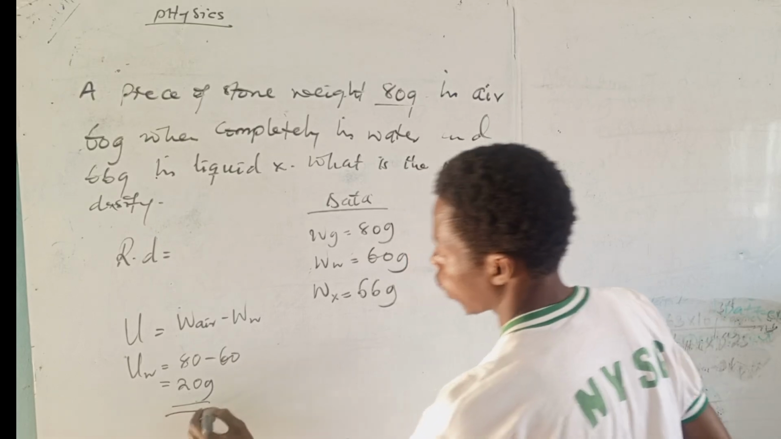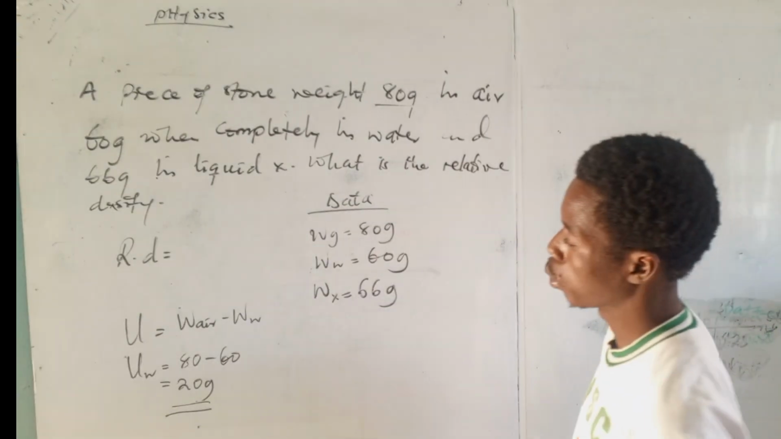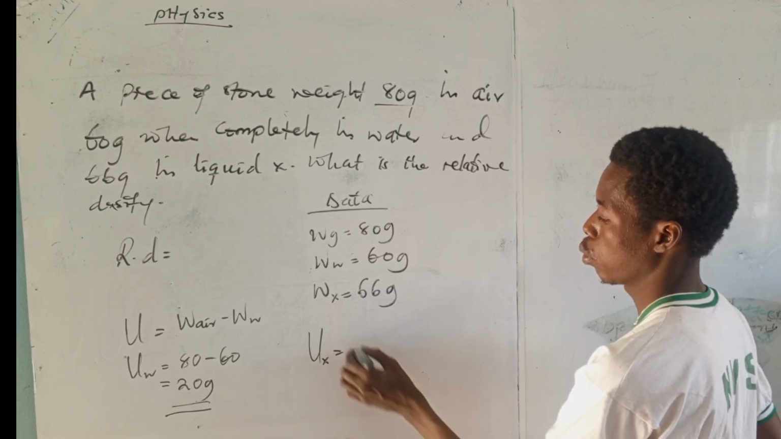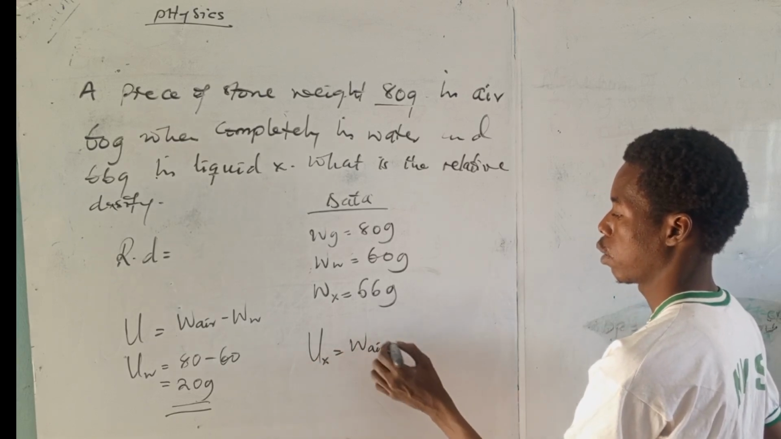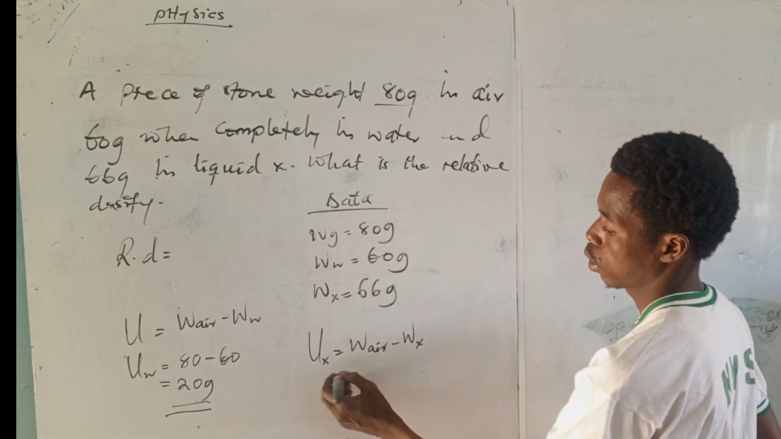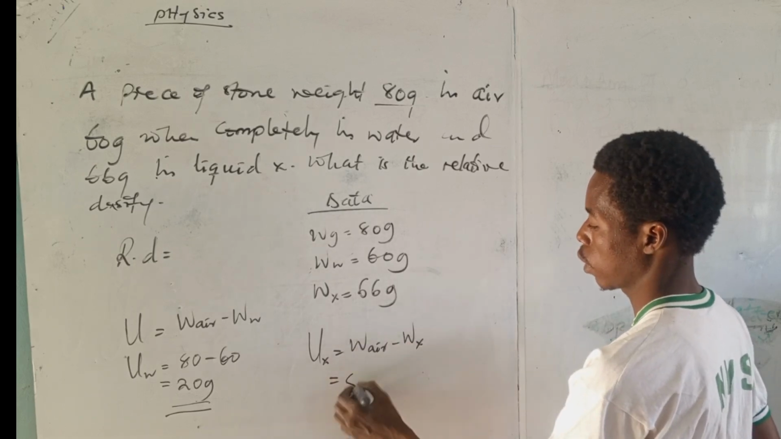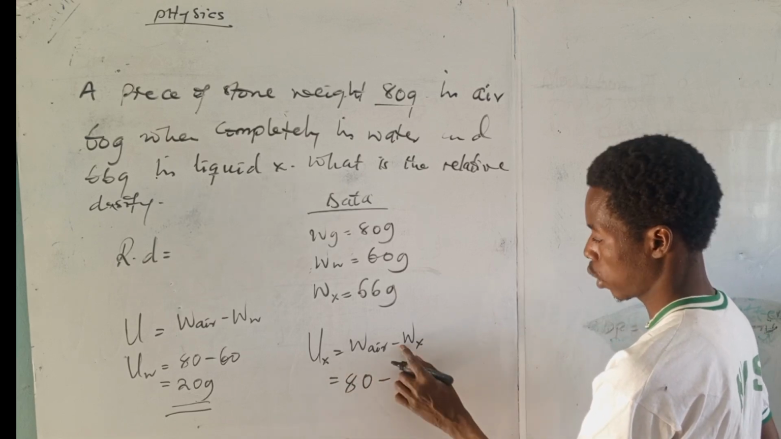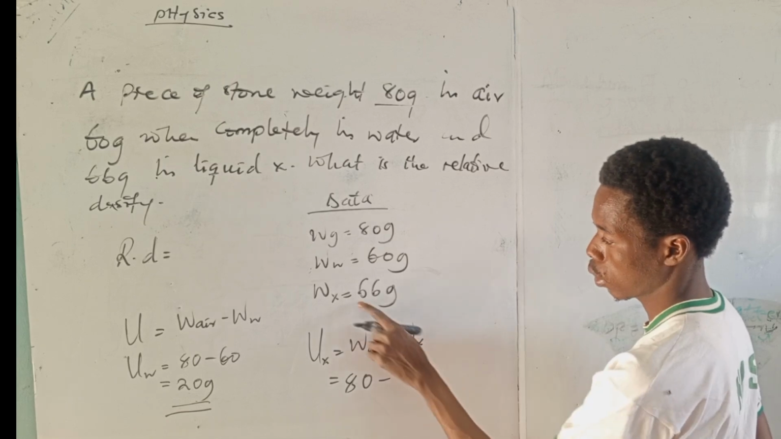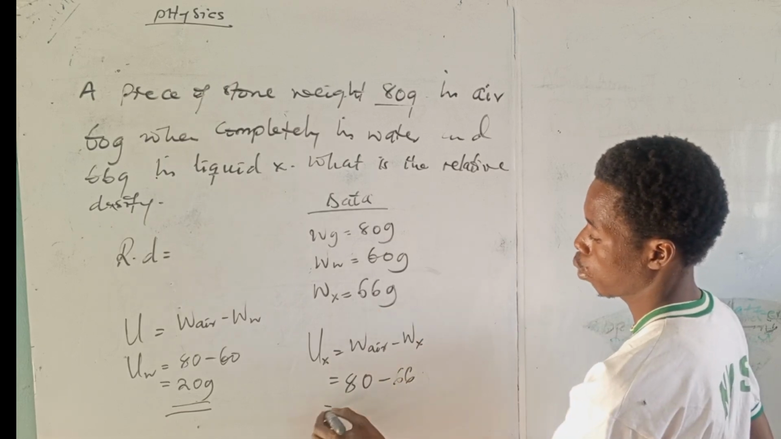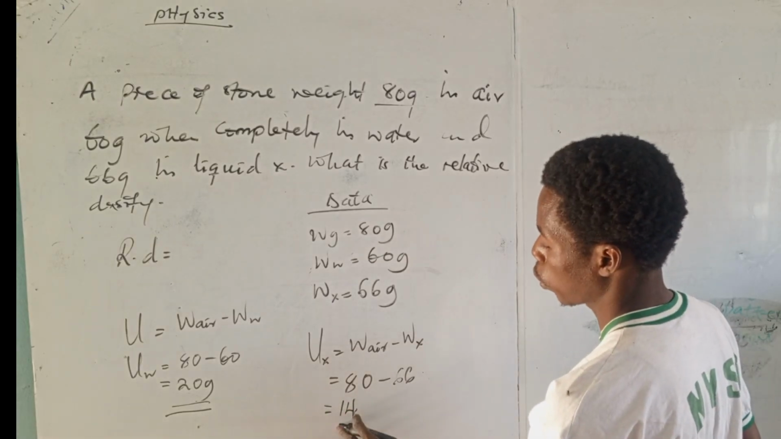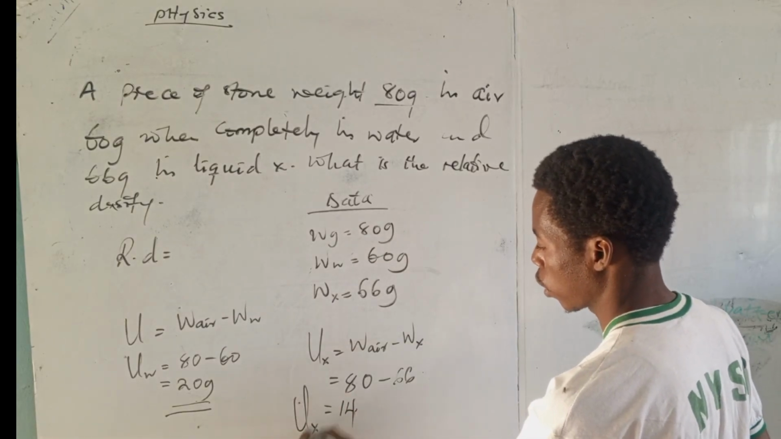So let us find the upthrust in liquid. The upthrust in liquid X is equal to weight in air minus weight in liquid X. So which is equal to weight in air, 80 grams, minus weight of stone in liquid X, and the weight of the stone in liquid X is 66 grams. Now if you substitute, you will have 14. So this 14 is the upthrust in the liquid X.